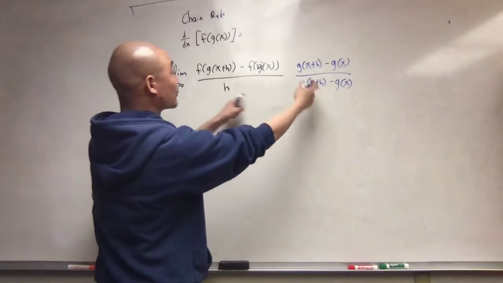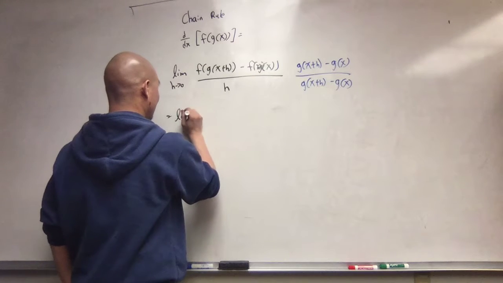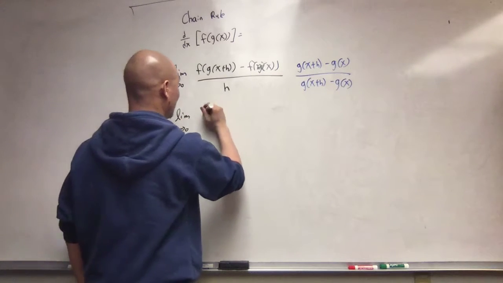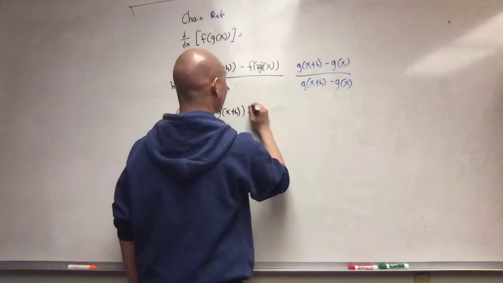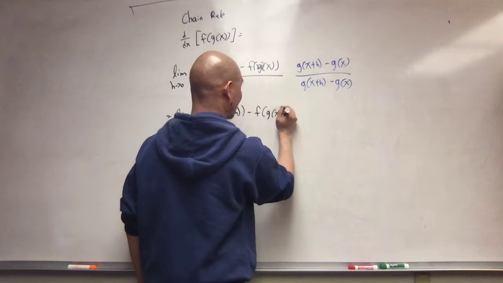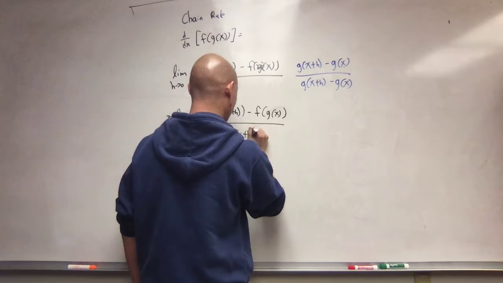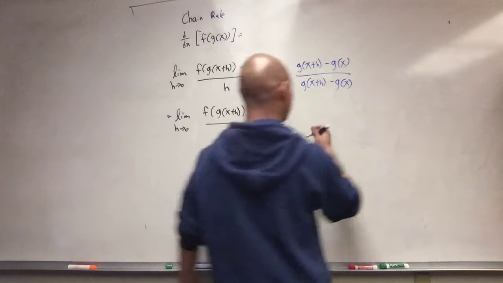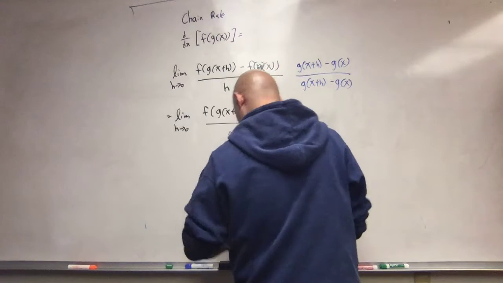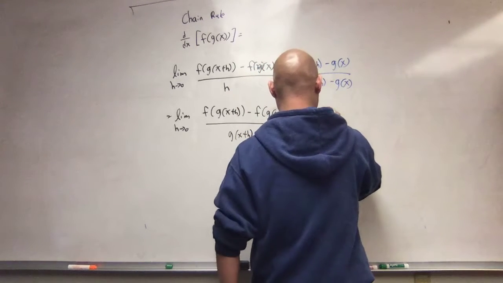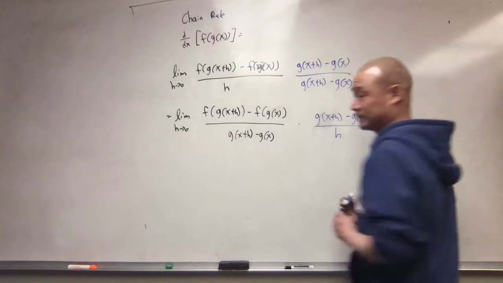And by rearranging the denominators here, what I get is the limit as h approaches 0 of f of g of x plus h minus f of g of x, over g of x plus h minus g of x, times g of x plus h minus g of x over h. I'm going to switch to blue.